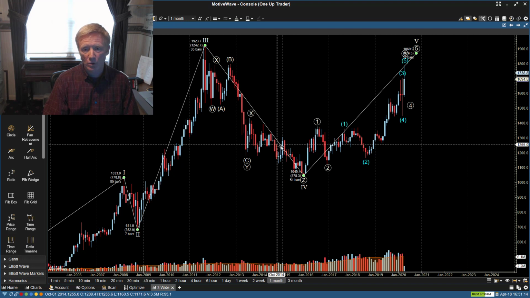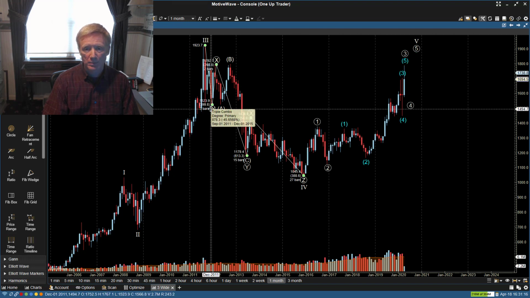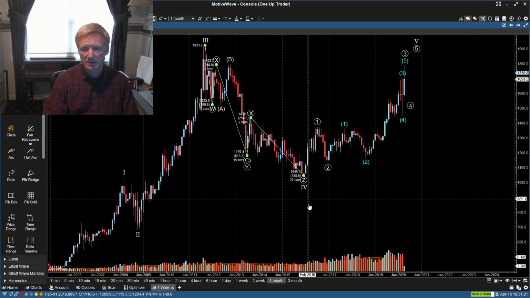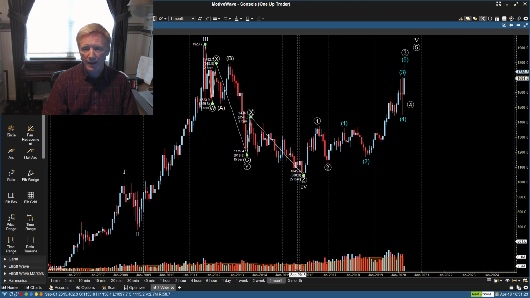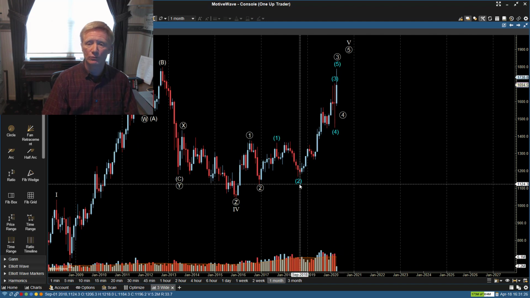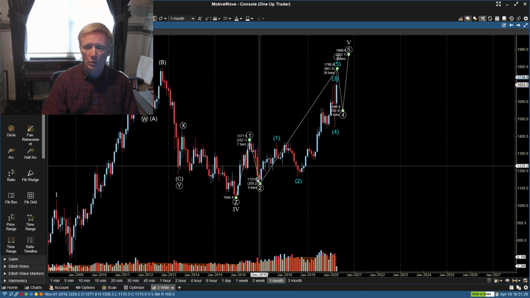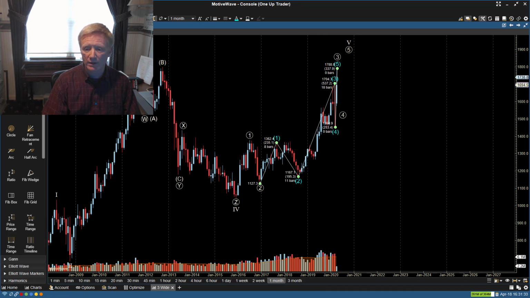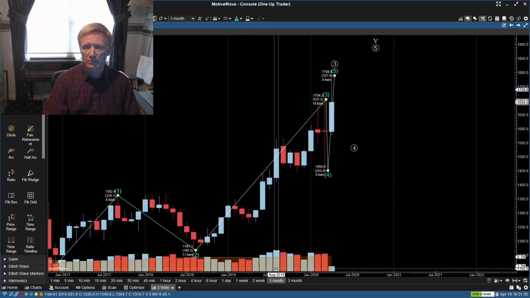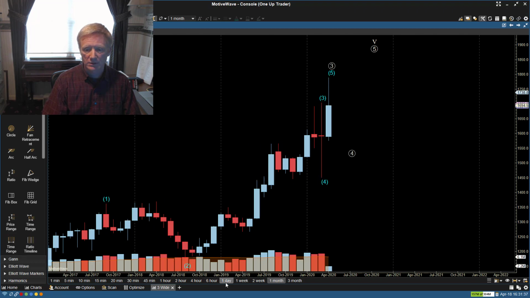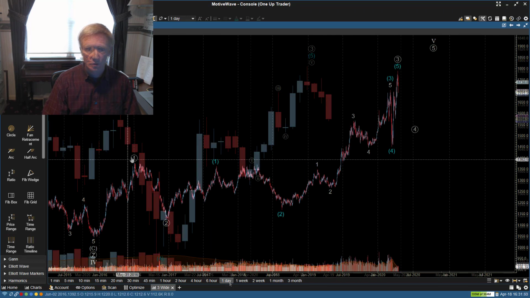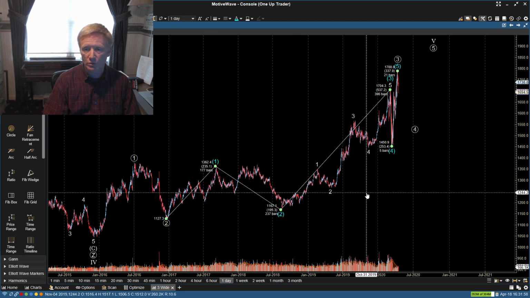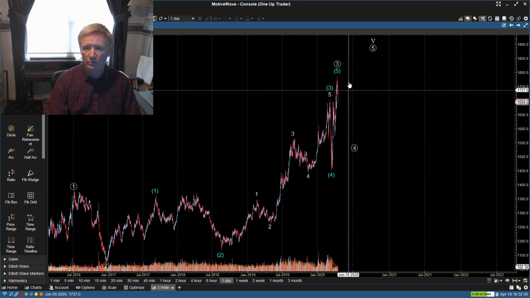This, instead of an impulse wave down, would be a complex correction, WX, YX, Z for 4, and we would be looking for 5 waves up. So 1, 2, wave 3 could be made up of these 5 waves. Here, let's take a look at this on the day. So here's wave 1, 2, 3 is made up of these 5 waves. 1, 2, 3, 4, 5.